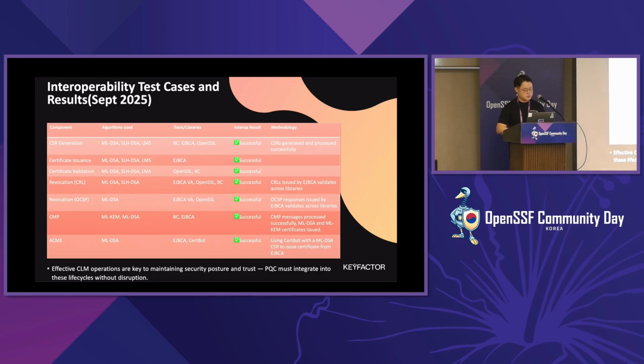Lifecycle management: CSR generation, certificate issuance, validation, issuing CRLs, which are certificate revocation lists, OCSP, which is the online certificate status protocol, and CMP, ACME, different protocols. We want to make sure it's compatible with our tools, and also able to be verified using different libraries.